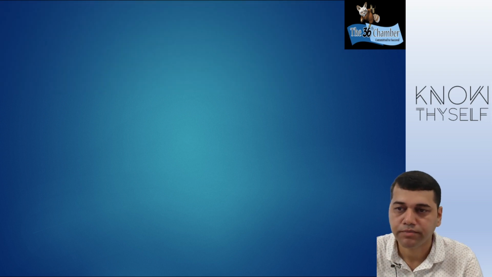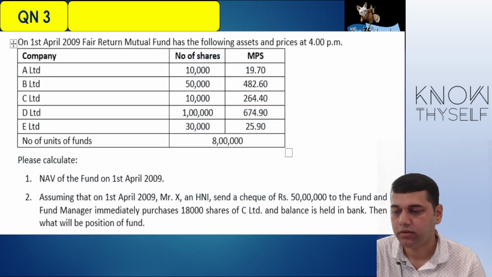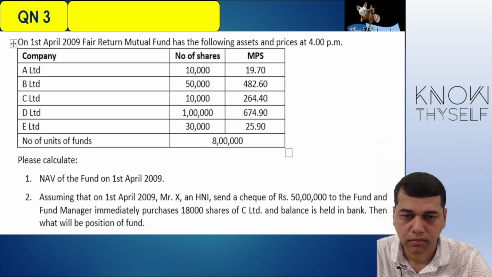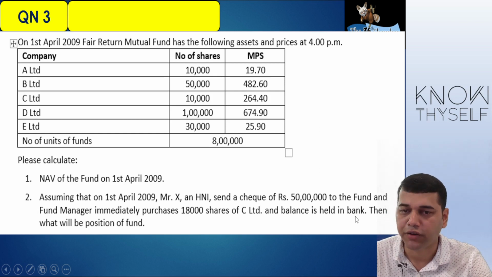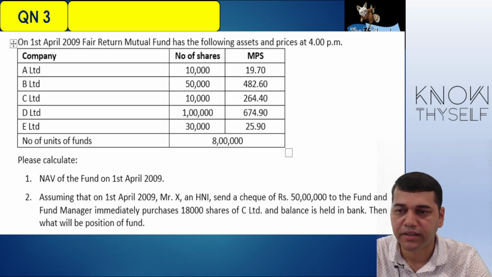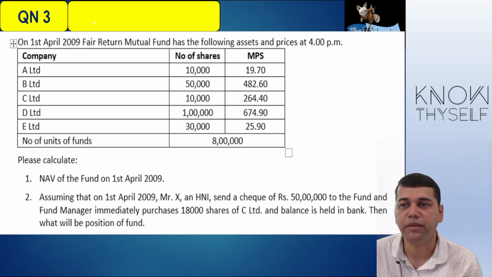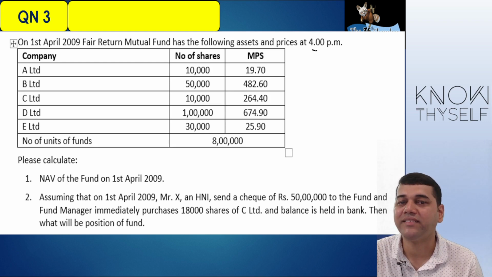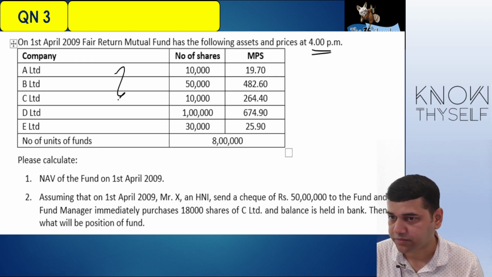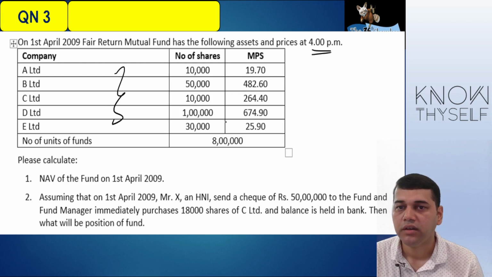We'll move to the next question. A Limited, 10 lakh units they have given in the question. They have given that the scheme has got 10 lakh units. On 1st of April 2009, what is this mutual fund scheme? It has the following assets and prices at 4 p.m. They have got 5 types of companies. Now market closing prices are given. Now number of units of the fund are 5 lakh, 8 lakhs. Calculate NAV of the fund on 1st April 2009.